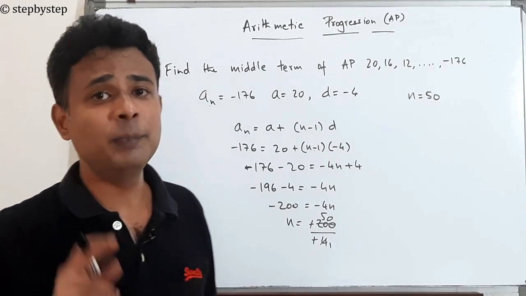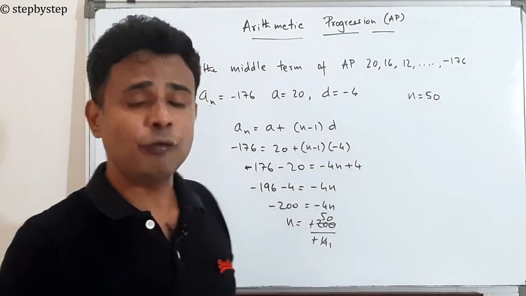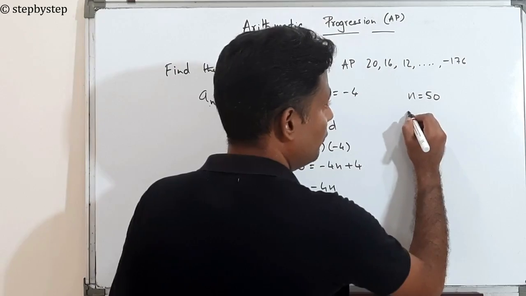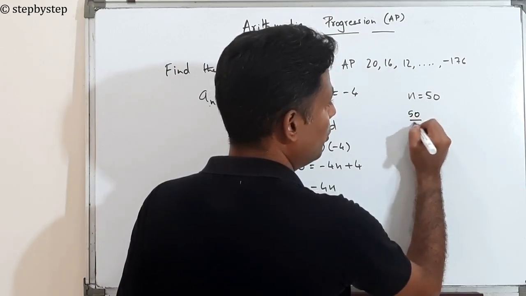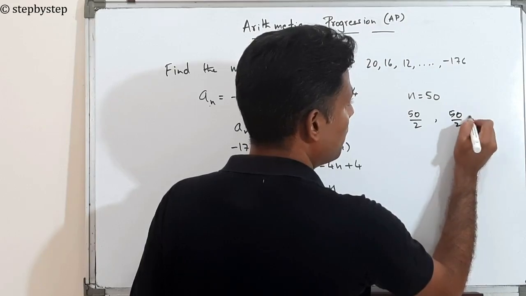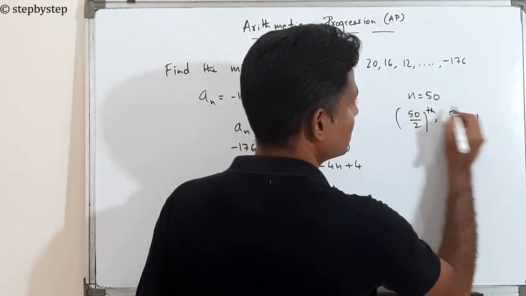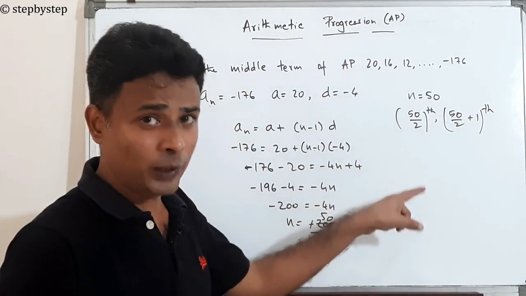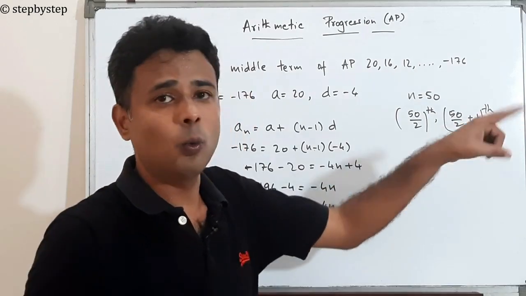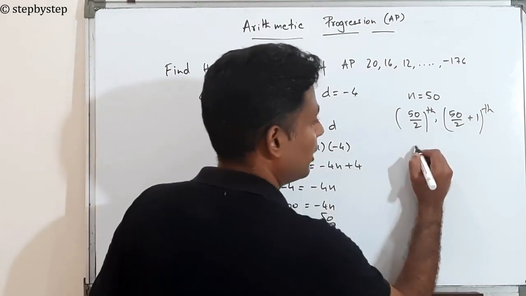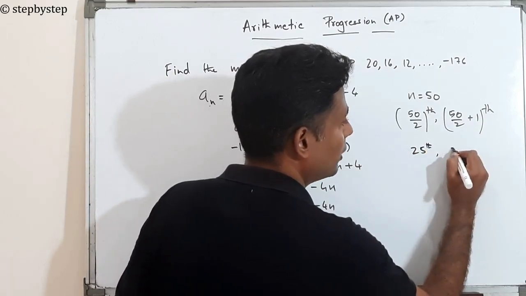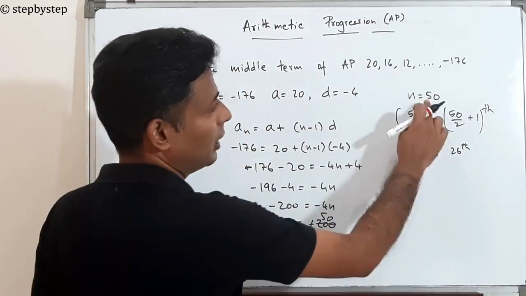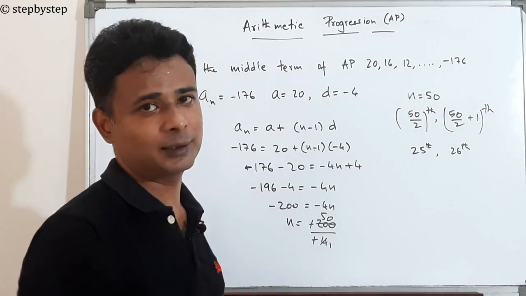We need to find the middle term. Now, since the number of terms is even, there will be two middle terms, right? Which will they be? The 50 by 2th term and the 50 by 2 plus 1th term. You remember this from last year, I hope. So this will become the 25th term and the 26th term. These are the middle two terms. Since the number of terms is even, there will be two middle terms. Alright?